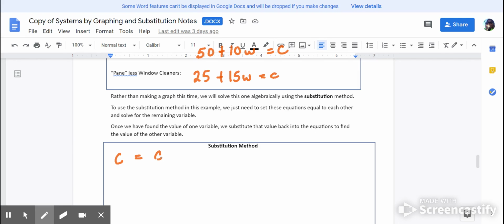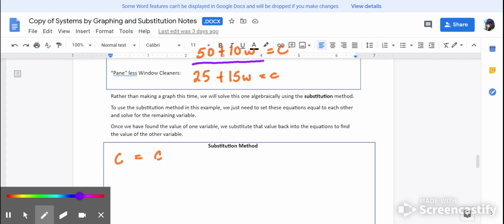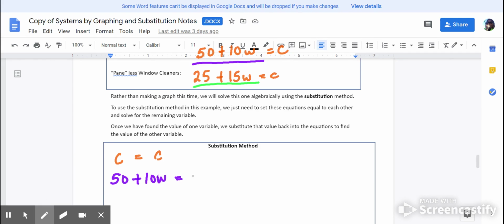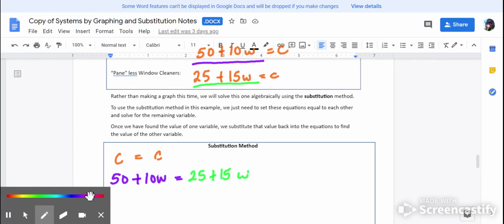So all I have to do is take the first equation, which was 50 plus 10W. We're going to set it equal to the other C, which is 25 plus 15W. So at this point, all that I'm going to ask us to do is to solve this. Again, you have lots of options on what you want to do first.